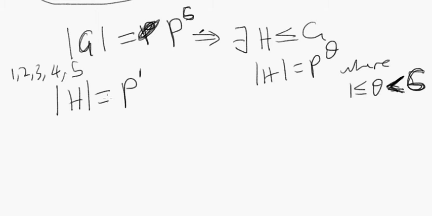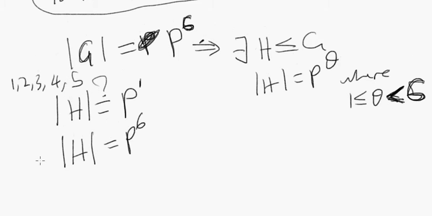So what other powers could H be? Could it be p to the 2, p to the 3, p to the 4? Well, what if the problem was actually notorious and we found that the order of H actually turns out to be p to the 6? Question: is a subgroup of H also a subgroup of G? Let's think about it. Suppose H is a subgroup of G and we found some L subgroup of H. Is L also a subgroup of G?